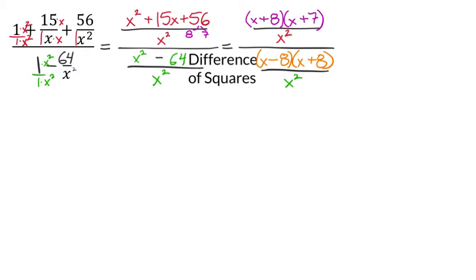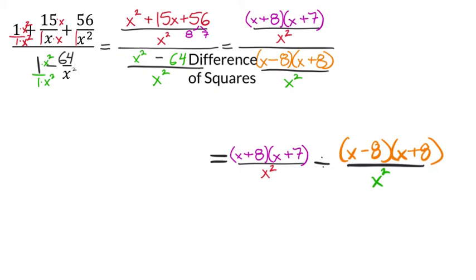So at this point, what I'm going to do is take that expression and change it into a division problem. So that means that I just need to take, and I'll use some technology here, the numerator, which is x plus 8 times x plus 7 all over x times x squared. And then since it's a fraction, it would be division of the denominator, which at this time is x minus 8 times x plus 8 all over x squared.